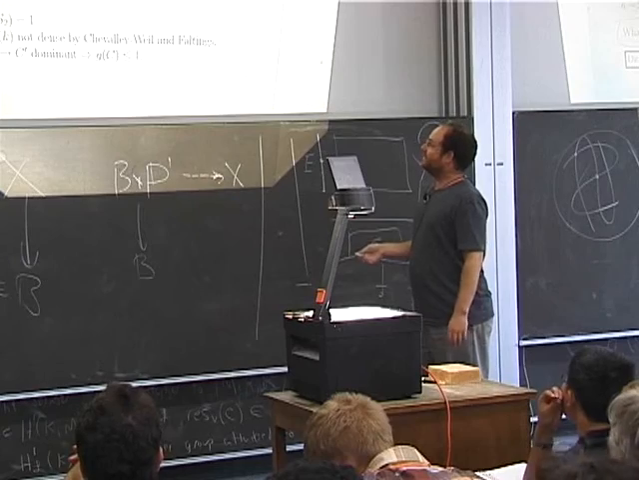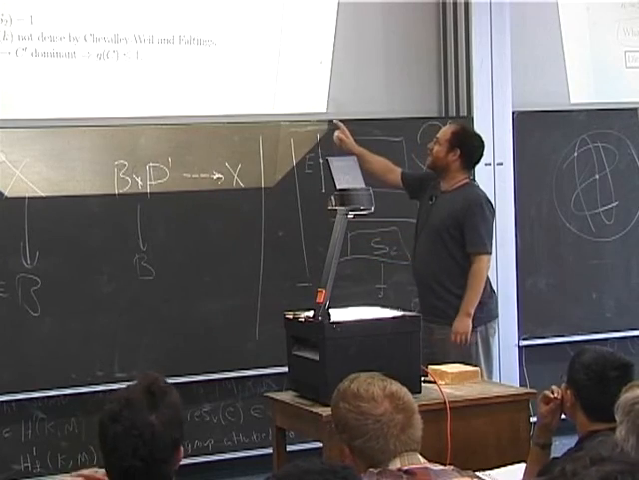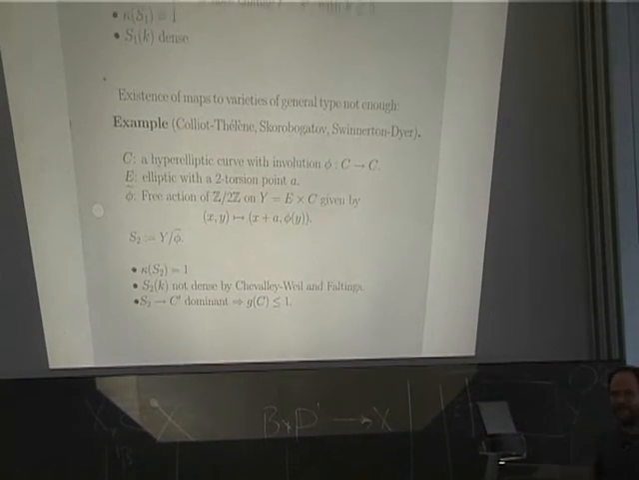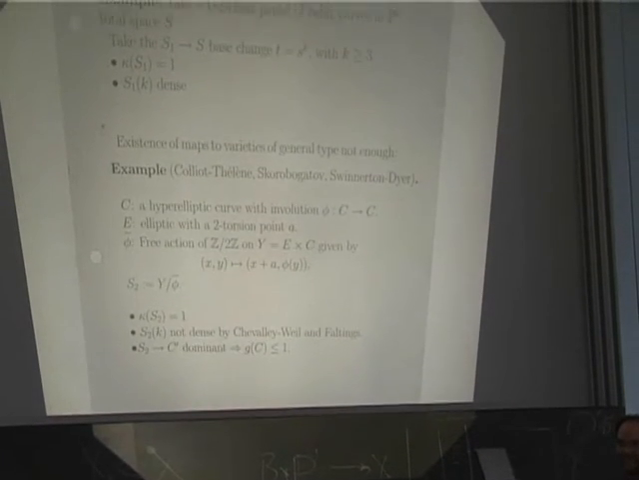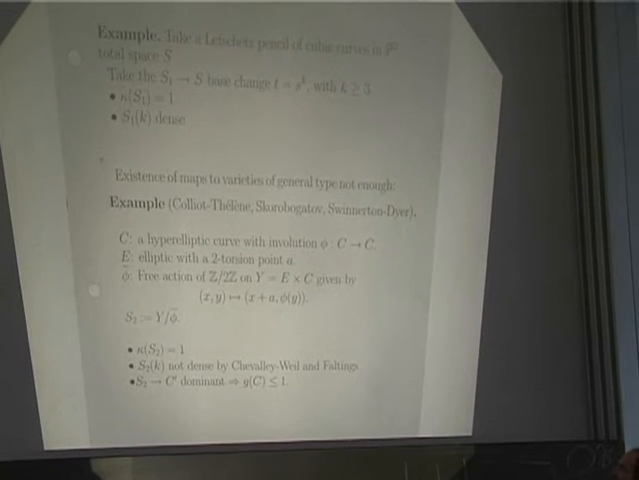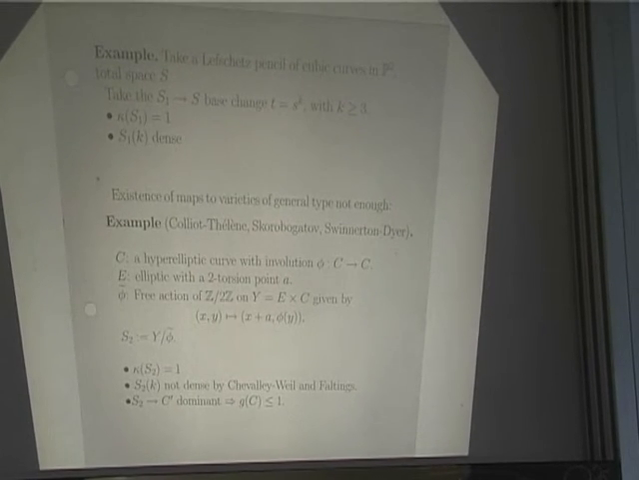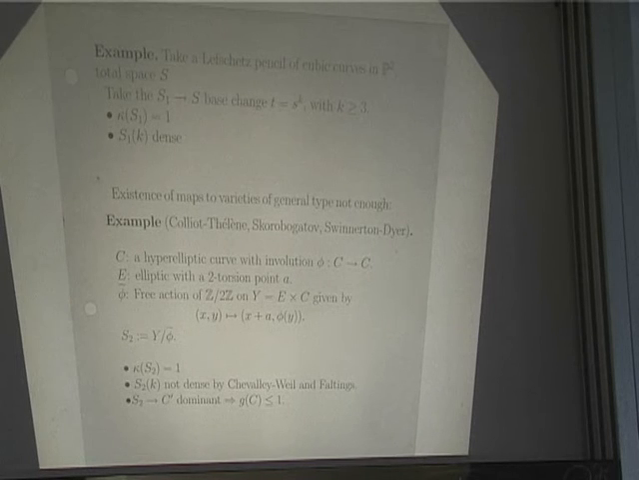On the other hand, S2 of K is not dense by Chevalley-Weil. It has an étale cover by something where the rational points are not dense, by Chevalley-Weil and Faltings, because it's a big theorem. But S2 does not have any map to a Faltings curve, to a curve of genus bigger than 1.